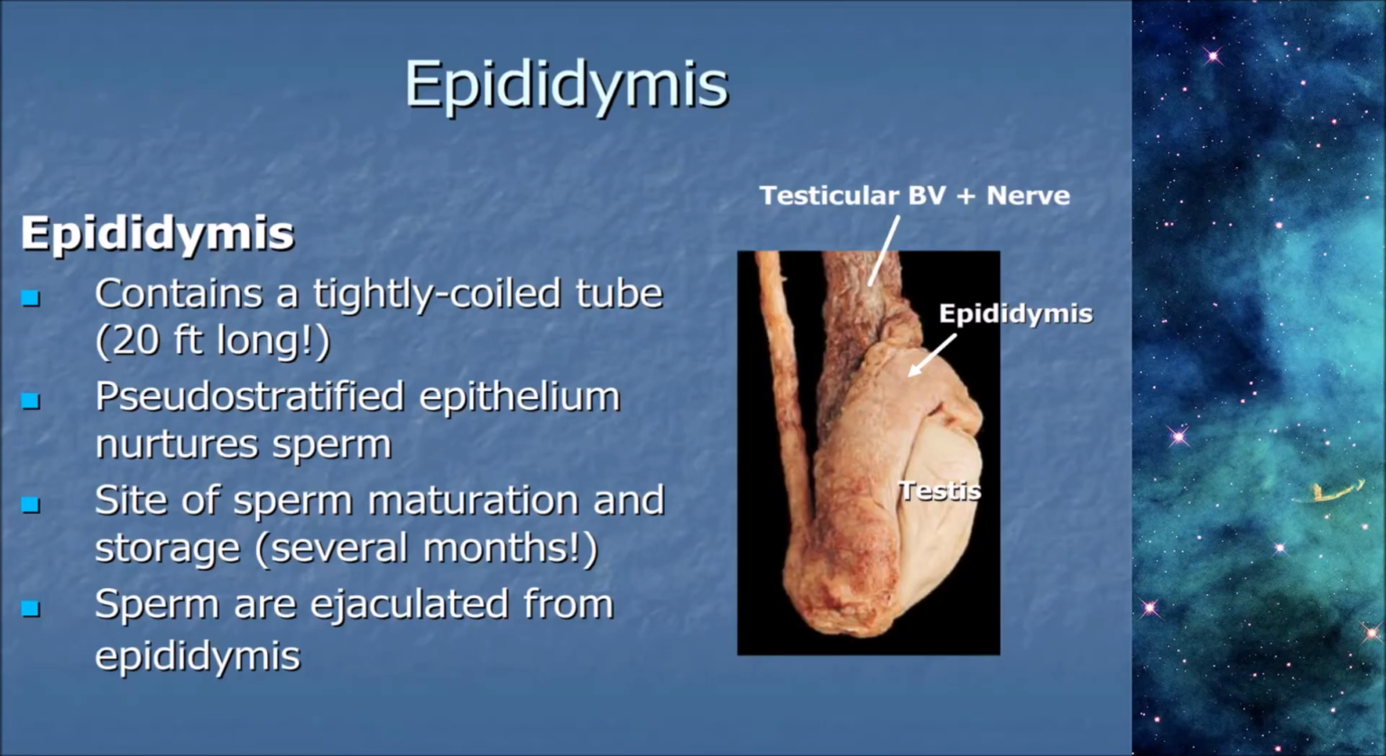So now that we've talked about hormone production and spermatogenesis in the testis, let's go up one step and talk about where the sperm are going to be stored. The sperm are stored in the epididymis. The epididymis contains a tightly coiled tube around 20 feet long, and this consists of a pseudostratified epithelium that helps to nurture the sperm and helps them to mature. This is also the area where we will store sperm. Sperm can be stored here for up to several months prior to ejaculation. Any sperm that are not ejaculated will eventually be broken down by the cells within the epididymis.